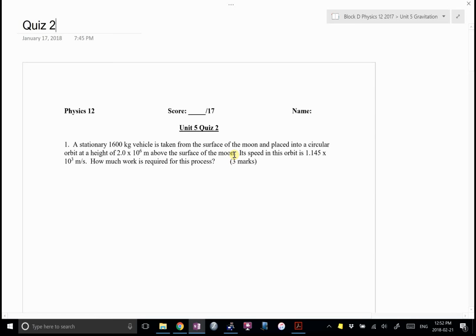Screen's frozen, Mr. Dewick. Thank you. Number 1, I'm asking you to go into orbit in the moon. It is in an orbit. Did I say orbit? That means probably something. Okay. How much work to put this in orbit?